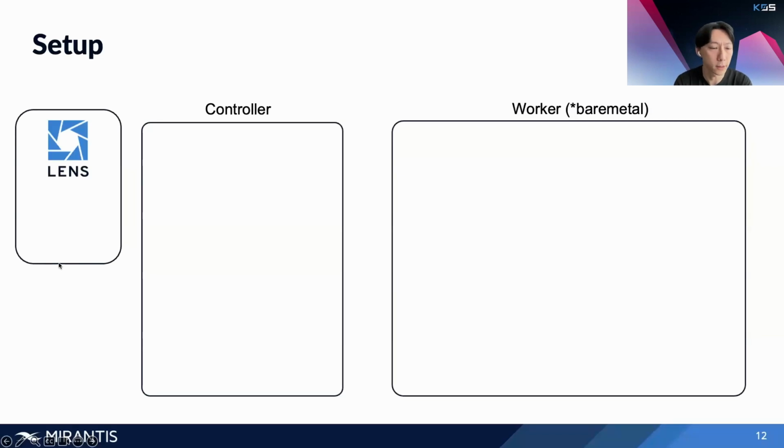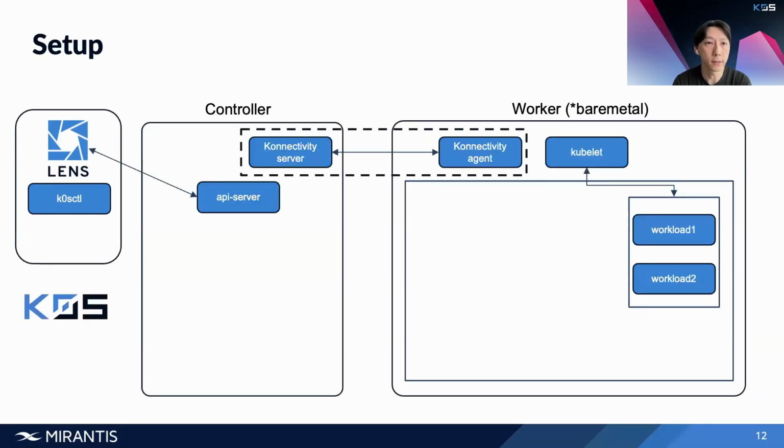I've got Lens running on that so I can actually connect to my K0s cluster once it's created. From there, I have K0sctl installed. This is a tool for K0s that helps you with the lifecycle management, the deployment of a cluster, upgrades, and others. Using that, I'm going to install my K0s cluster on a single controller and single worker environment. Now, this is in AWS.